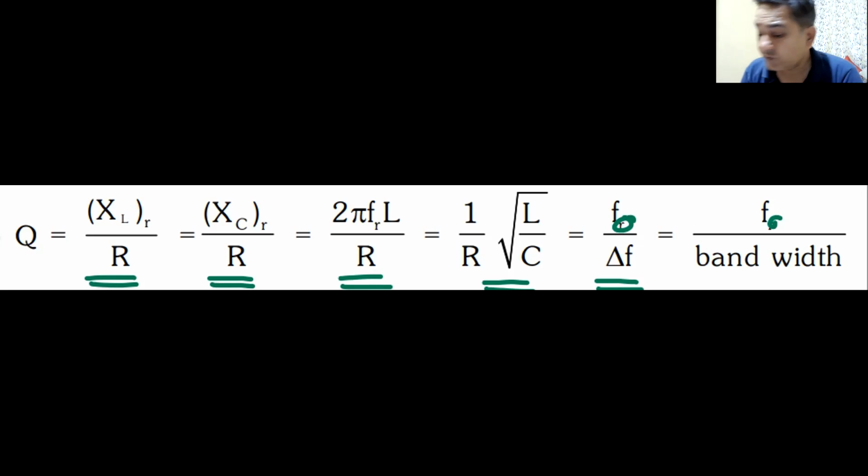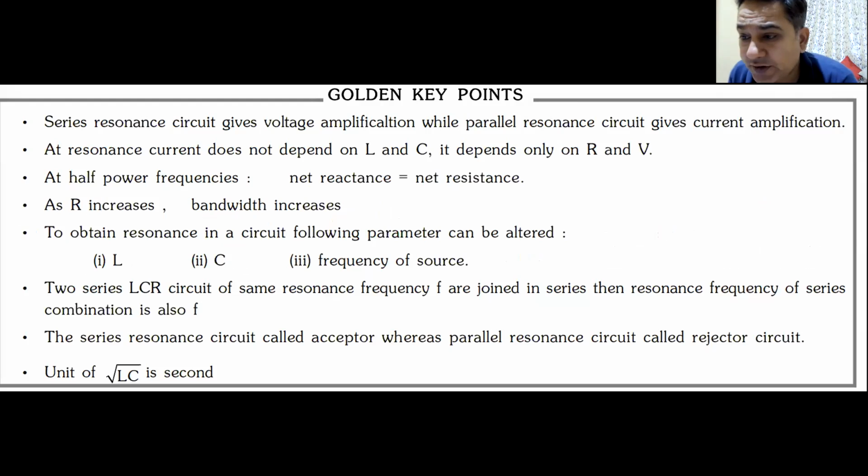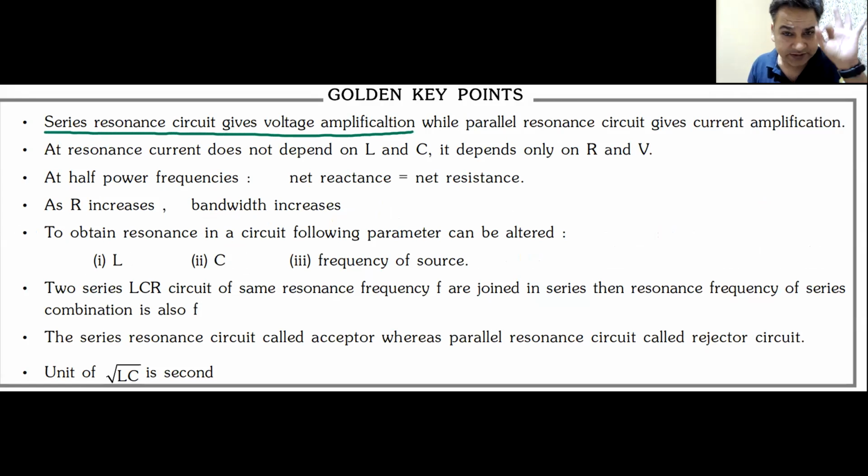I hope you have noted down these formulas. Then there are some golden key points that you must remember. The more you remember, the better it is. Series resonance circuit gives voltage amplification. It amplifies voltage. Parallel is not in your course, so you might not remember this. But parallel resonance circuit gives you current amplification, not in your course. If you want, you can remember this.